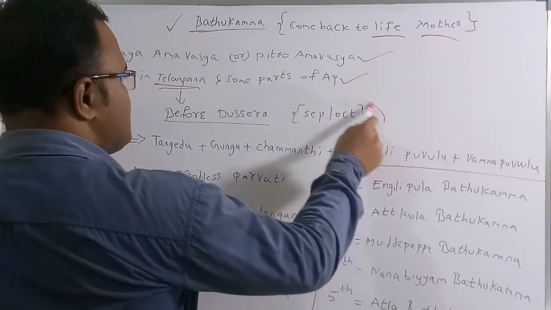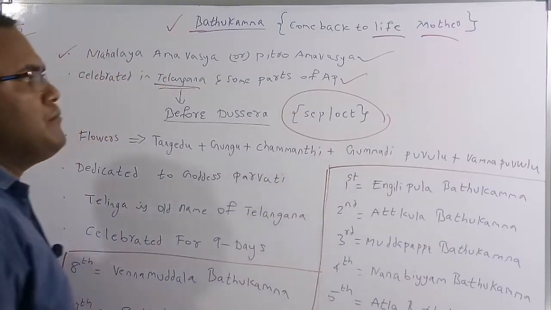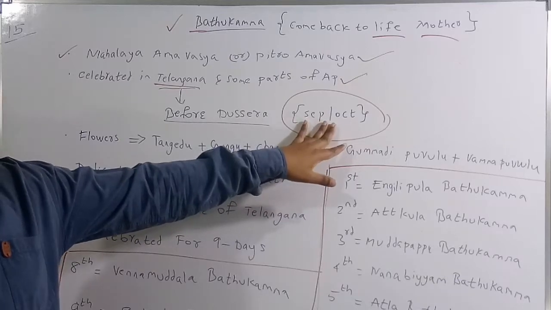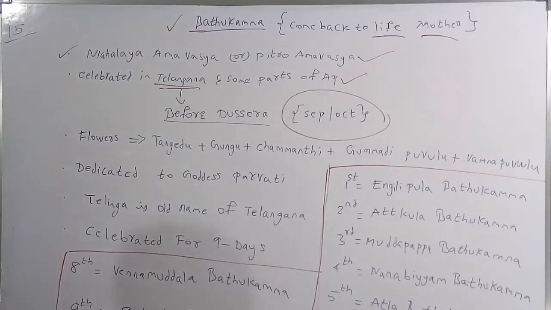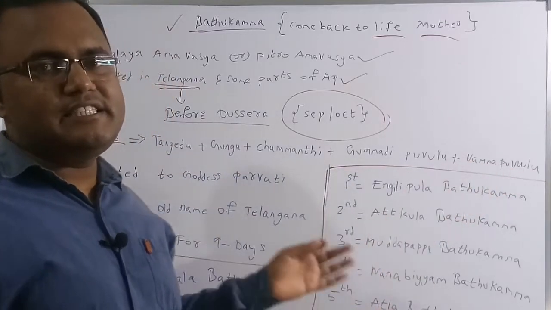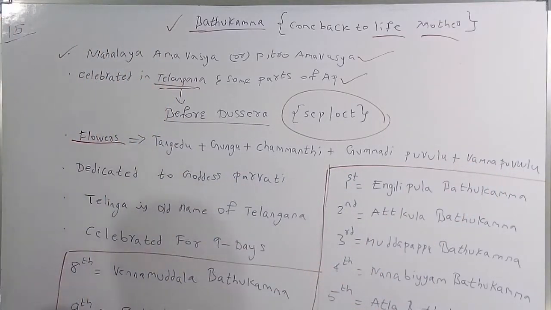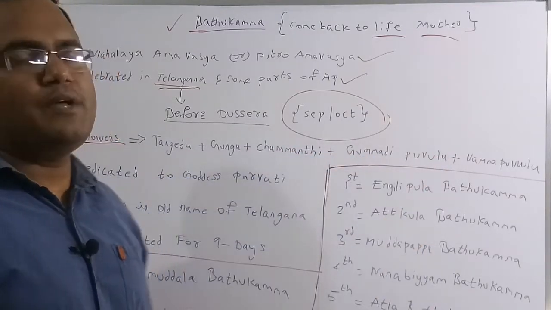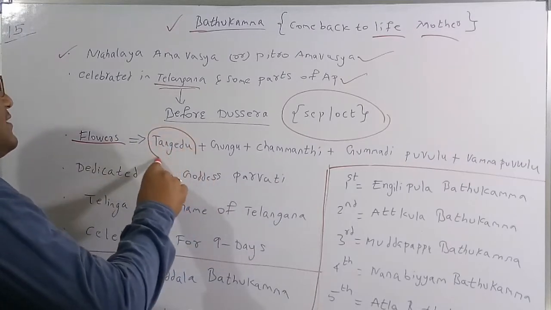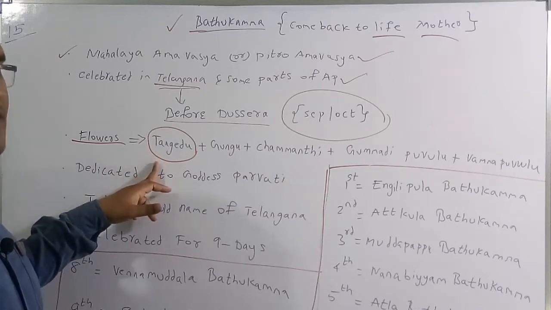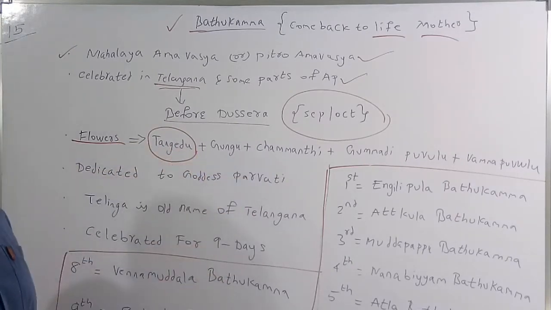In the month of September or October we are going to celebrate the Batkama festival. The flowers which are used in the Batkama are the Tangedu Puvu, Gunugu, Chamanti, Gummadi Puvulu, Vamu Puvulu. And Tangedu Puvu is called the Telangana state flower. So these are the different types of flowers which are used in the Batkama festival.